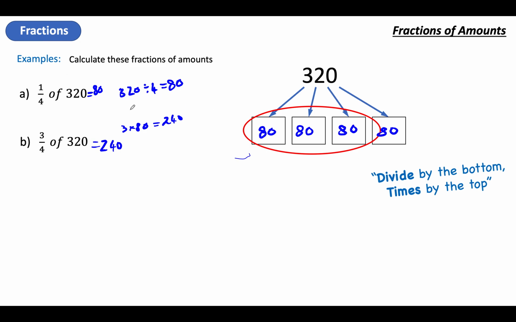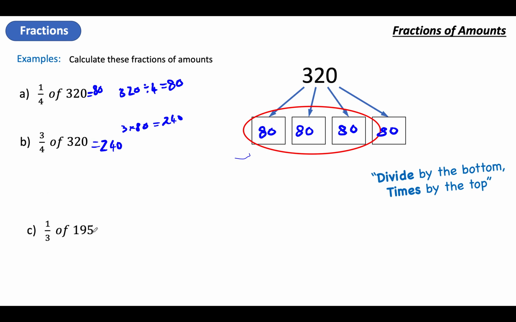So if I want to find a fraction of the amount, I'm going to divide by the bottom to cut it into pieces, and then times by the top, because the top number on a fraction tells me how many pieces I want. Bottom number is how many pieces I'm cutting it into, top one is how many of those pieces I need. I know what I mean, even if I can't explain it.